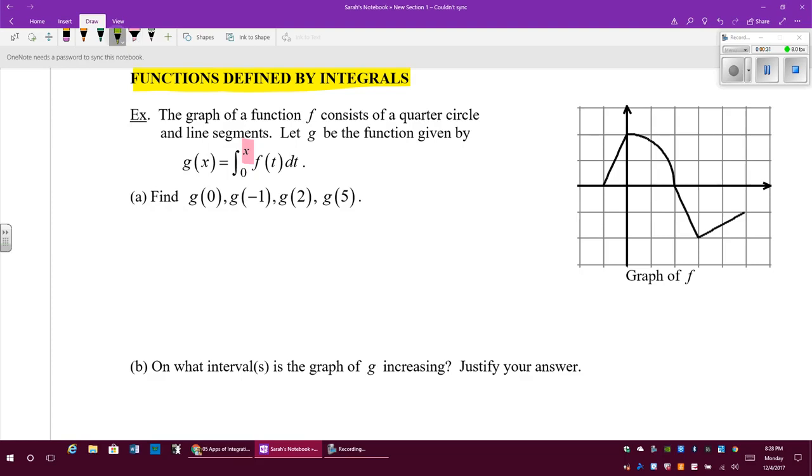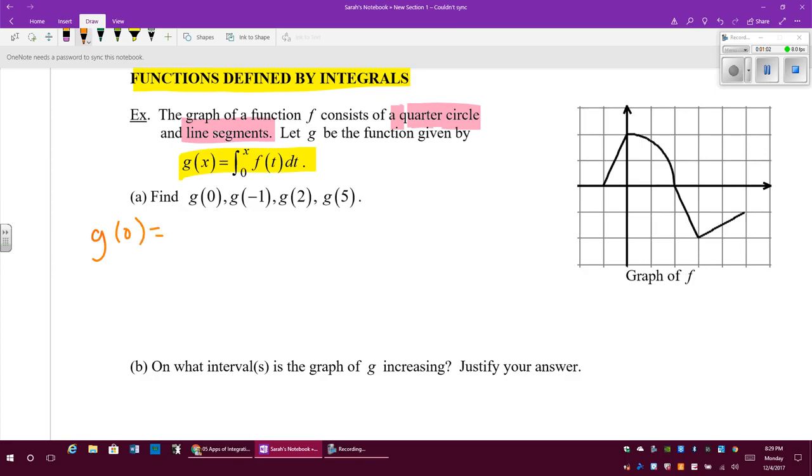So I've got some function, which we're going to call f, and f consists of a quarter circle and some line segments. And what we know is that this function g looks like this: the integral from 0 to x of f of t dt. Now, what we want to be able to do is answer some questions about this function. The first thing it asks you to find is g of 0.